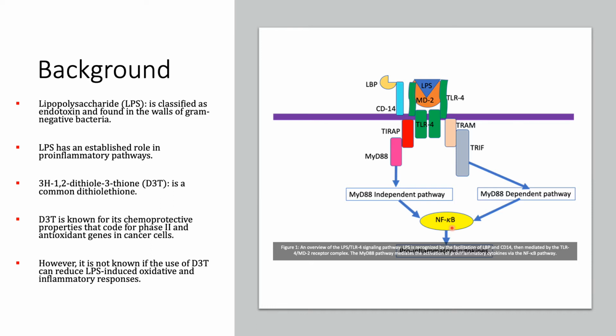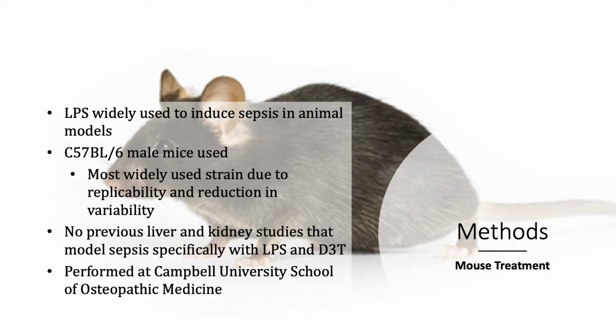We will also be using a compound called D3T, which is also 3H-1,2-dithiole-3-thione. D3T is known for its chemoprotective properties that code for phase 2 enzymes and antioxidant genes in cancer cells. However, it is not known if the use of D3T can reduce LPS-induced oxidative and inflammatory responses. To try and test this, we are going to be using an in vivo mouse treatment.